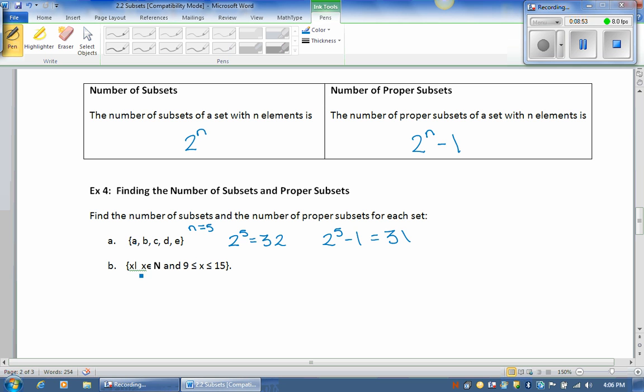The next one is x such that x is a natural number, so we know 1 through, right? You're counting numbers. And 9 is less than or equal to x, and x is less than or equal to 15. So it's all of the values from 9 to 15. So we have to know how many that is. We can count them out. 9, 10, 11, 12, 13, 14, 15. There's 7. So again, just use your formula. 2 to the 7th. You can put that right in your calculator. 128, and 2 to the 7th minus 1 is 127.